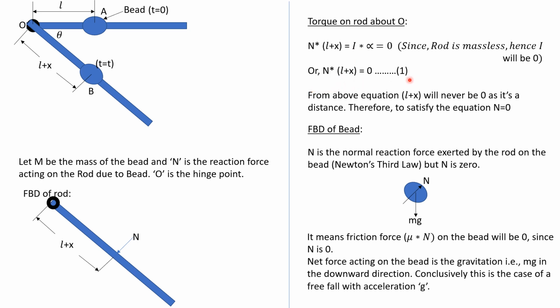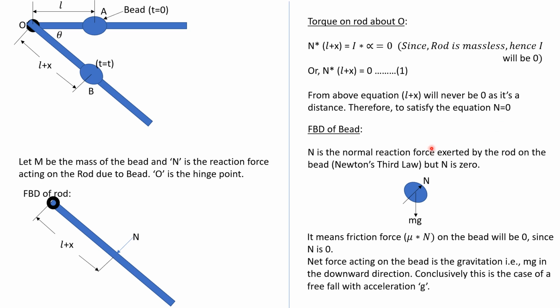Let us call this equation 1. If you see this equation, L plus x is a distance. In this case, L plus x will never be 0, right? So to satisfy equation 1, what should be 0? N should be 0. Therefore, we got the value of N: it will be 0.